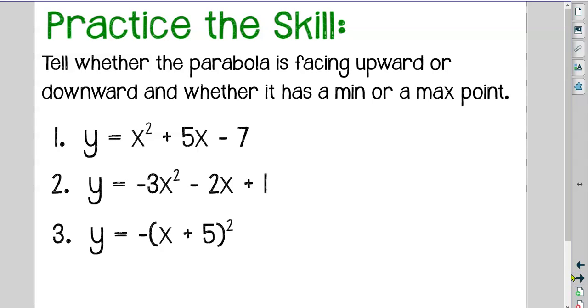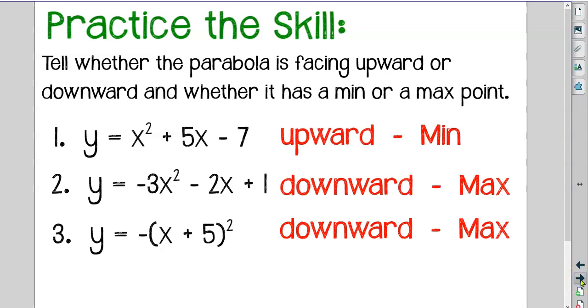Alright, I think it's time for you to give it a try on your own. Pause the video now. Alright, did you take a moment to write down your answers? Upwards or downwards? Min or max? Here are the solutions. Hopefully you got them all right.